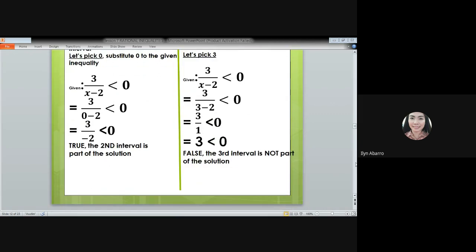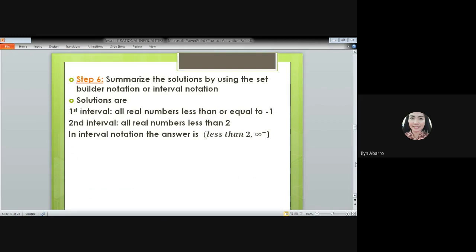So, let us move on with step 6, summarize the solution. The solutions are the first interval and the second interval, wherein the first interval is all real numbers less than or equal to -1, because -1 is included in the solution. And the second interval is all real numbers less than 2.